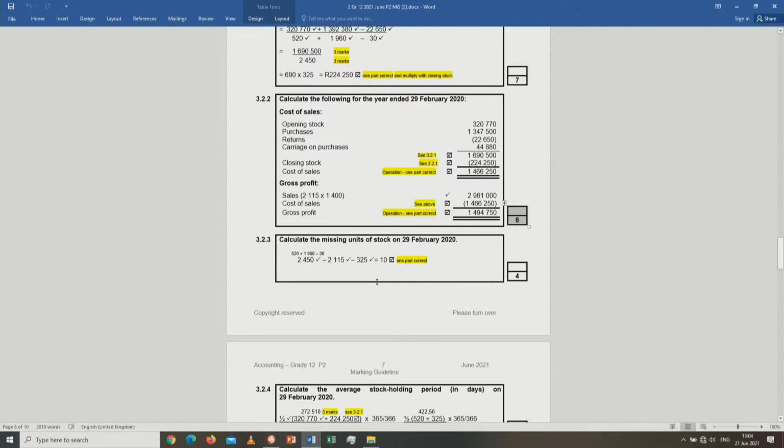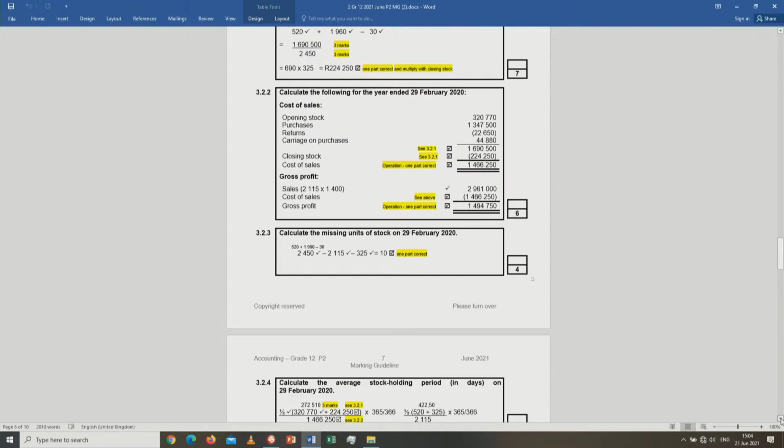Calculate the missing units of stock. If the learner gives you 2,450, it's 1 mark. So all 3 of these figures then for 1 mark, right? So you're not going to give separate marks, it must then be all 3 figures for 1 mark, minus 2,115, minus 325, and it will give him 10 units. 1, 2, 3, 4. 4 marks there. Right.